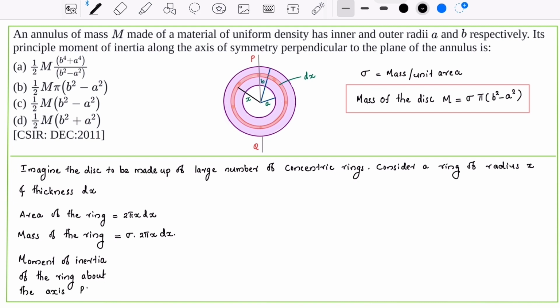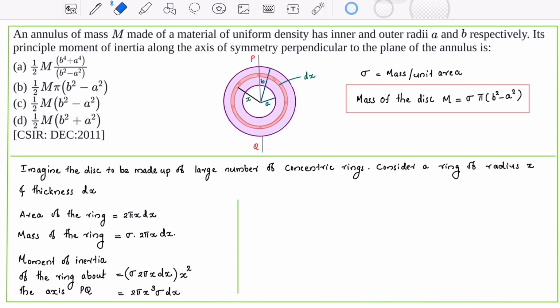Now, the moment of inertia of the ring about the axis PQ is equal to sigma 2 pi x dx into x square, because moment of inertia is mr square. Therefore, mass is sigma 2 pi x dx and the distance is x from the axis. Therefore, the moment of inertia of the ring about the axis PQ is 2 pi x cube sigma dx.